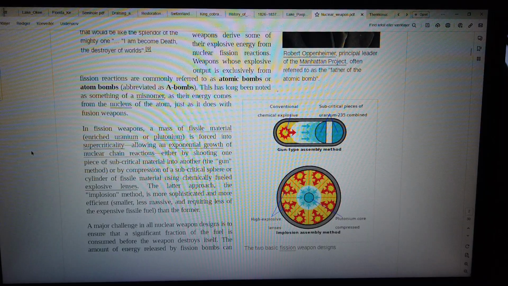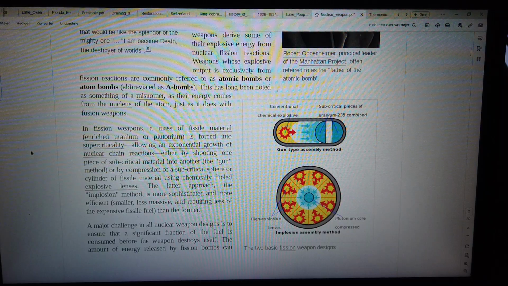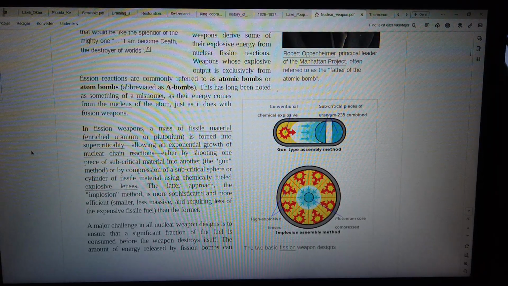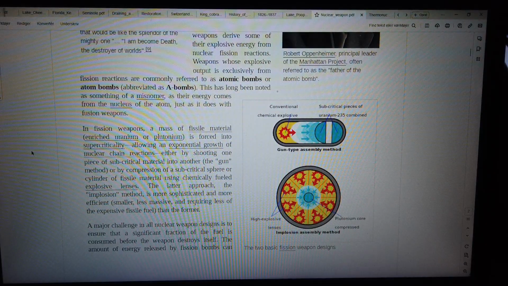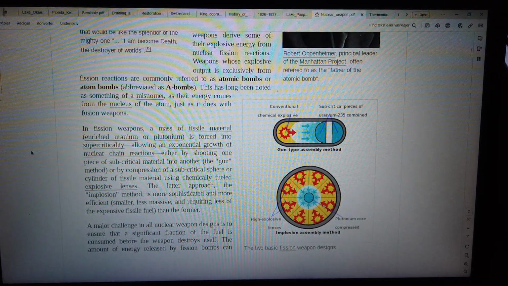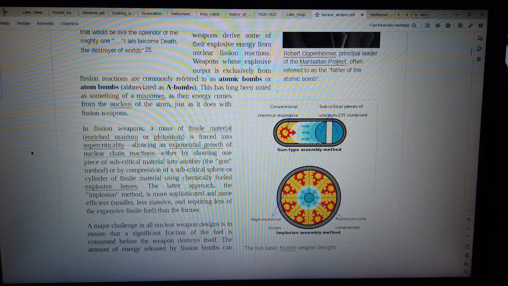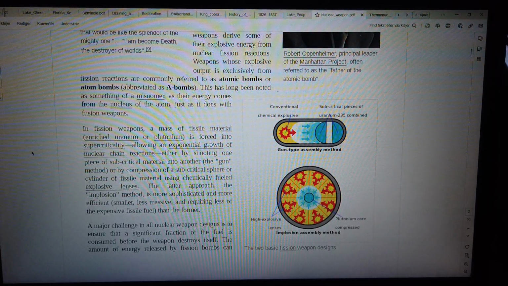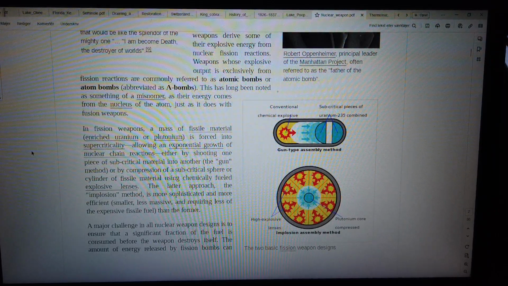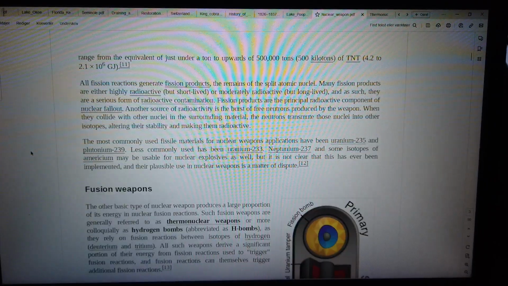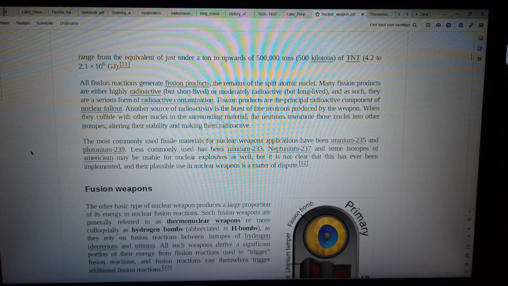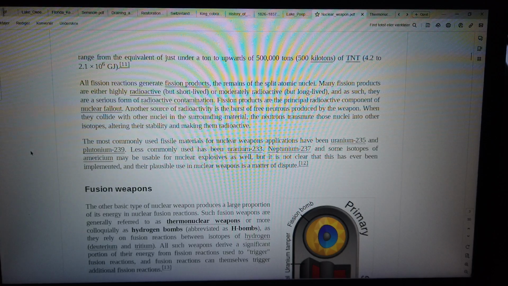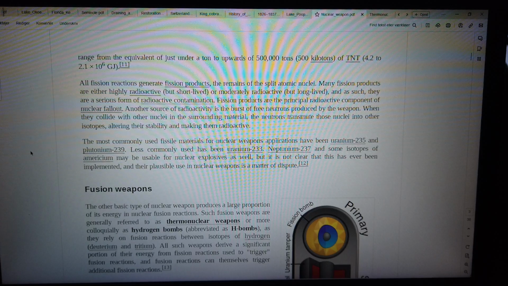The latter approach, the implosion method, is more sophisticated and more efficient, smaller, less massive, and requiring less of the expensive fissile fuel than the former. A major challenge in all nuclear weapon designs is to ensure that a significant fraction of the fuel is consumed before the weapon destroys itself. The amount of energy released by fission bombs can range from the equivalent of just under a ton to upwards of 500,000 tons, 500 kilotons, of TNT, 4.2 to 2.1×10^12 GJ.